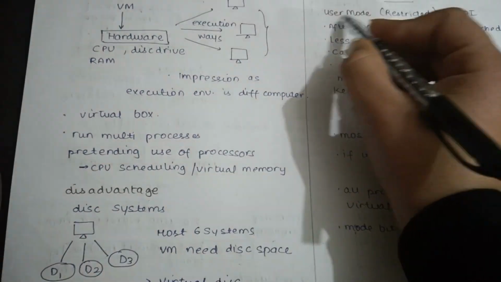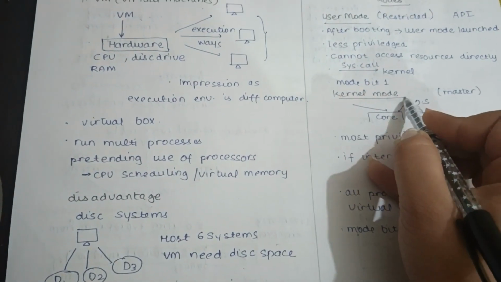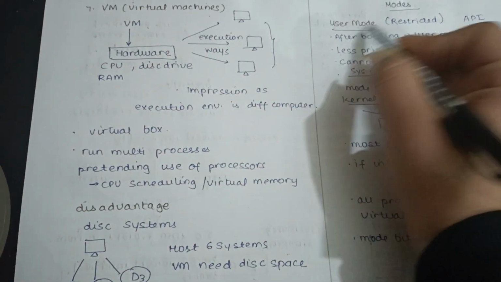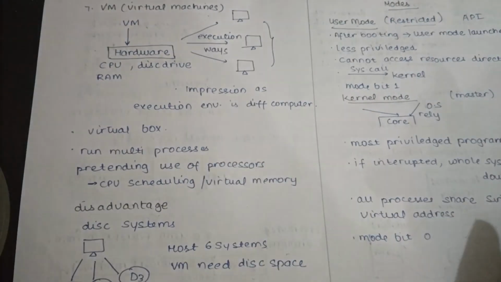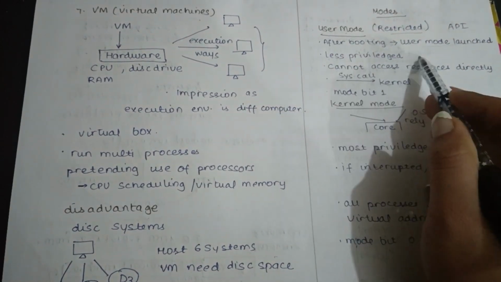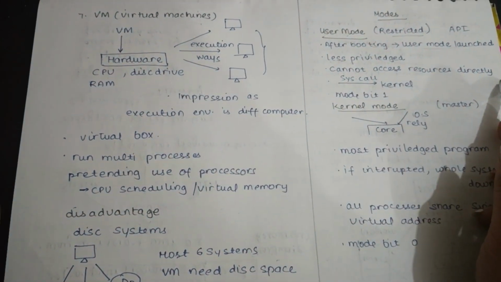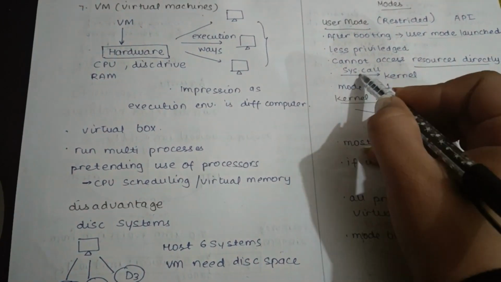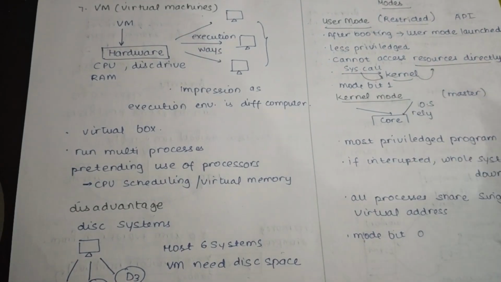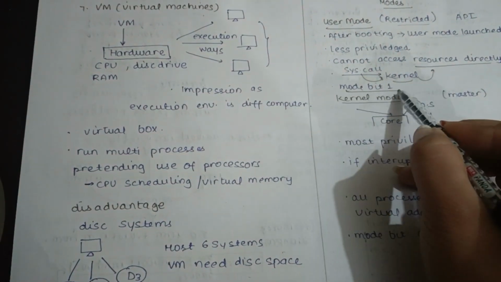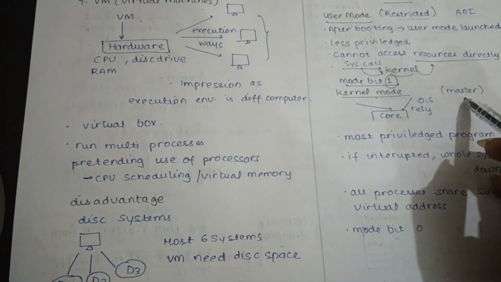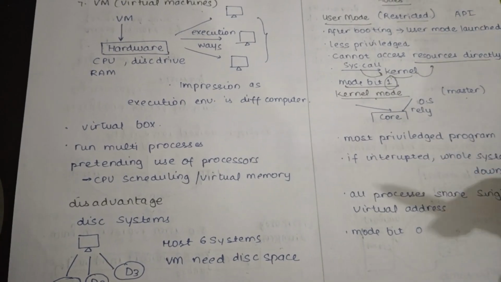Afterwards we have the modes. So we have different modes. There is a user mode, there is a kernel mode. The one in which we are working, which is the non-privileged mode, that is the user mode. It is the restricted mode, it has limited functionalities. So after booting, directly the user mode is launched, it is less privileged, and it cannot access the resources directly. In order to access the resources, it has to make a system call to the kernel, which in charge will have access to the resources, and it is depicted by the mode bit, which is always 1 for the user mode.